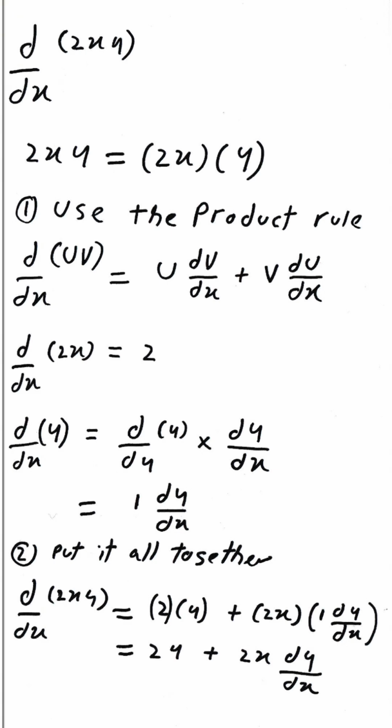And y's derivative, we're going to have to use the chain rule from earlier. When we differentiate y with respect to y, it is 1. And we multiply that by dy/dx as shown. The derivative is simply 1 dy/dx. Now, let's put it all together. dy/dx of 2xy is 2 into y plus 2x into dy/dx, which comes down to 2y plus 2x dy/dx.